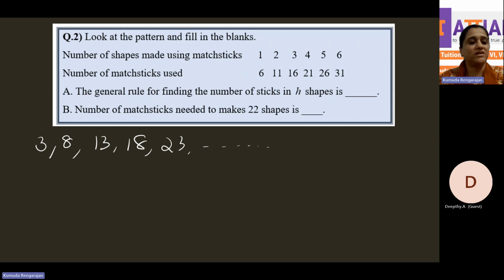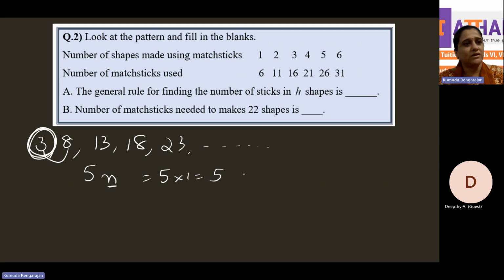So, Atmika, what is the difference? What is 8 minus 3? What's the difference? 5. Okay, now multiply 5 with any variable. Say n, 5n. Okay, now take n as 1. So, what is 5 into 1? 5. But what is the answer in the first term? 3. How will 5 become 3? Should subtract 2, right? So 5n minus 2 is the rule.